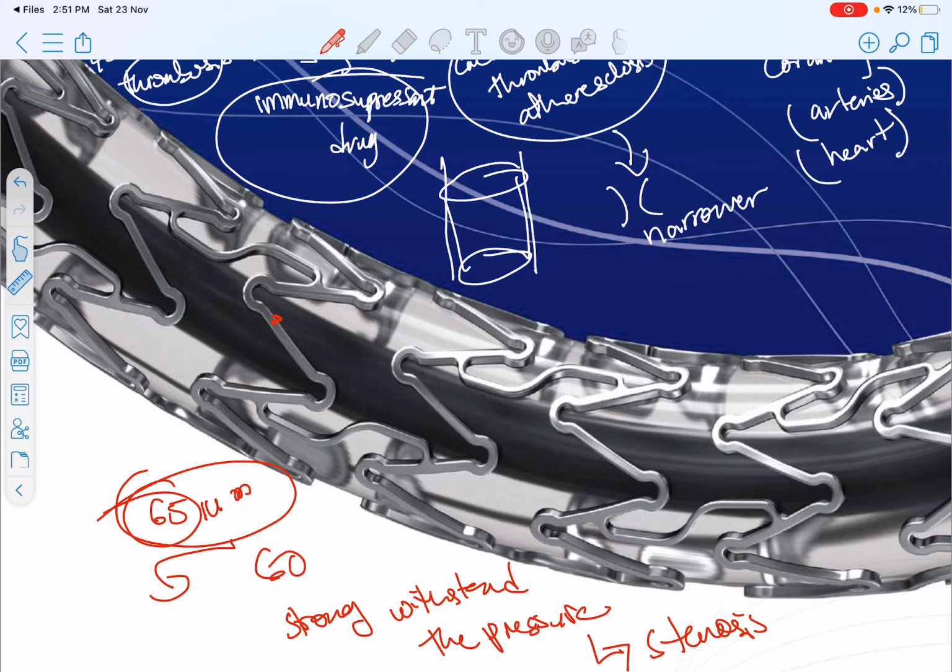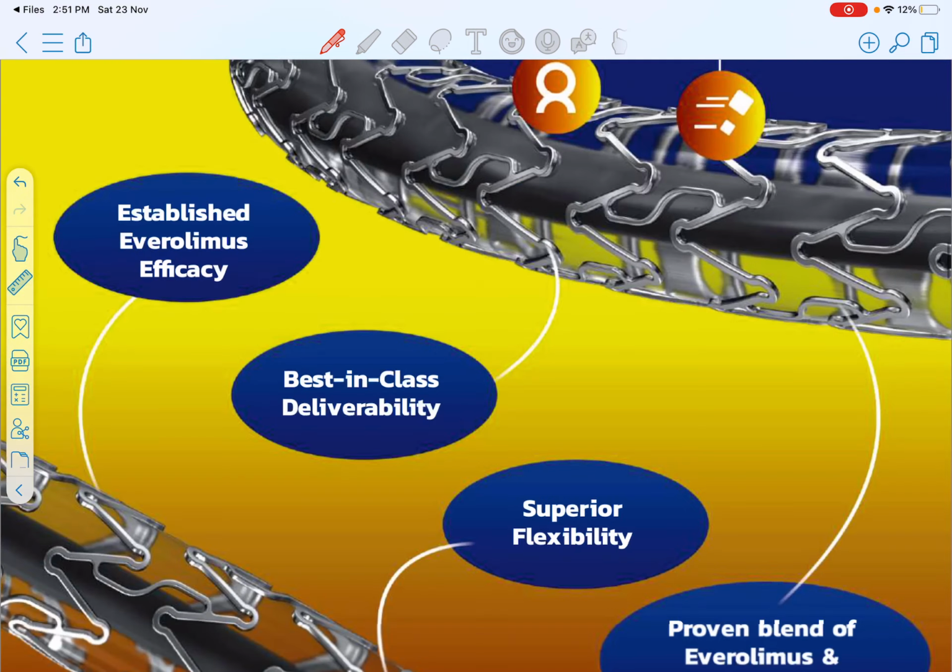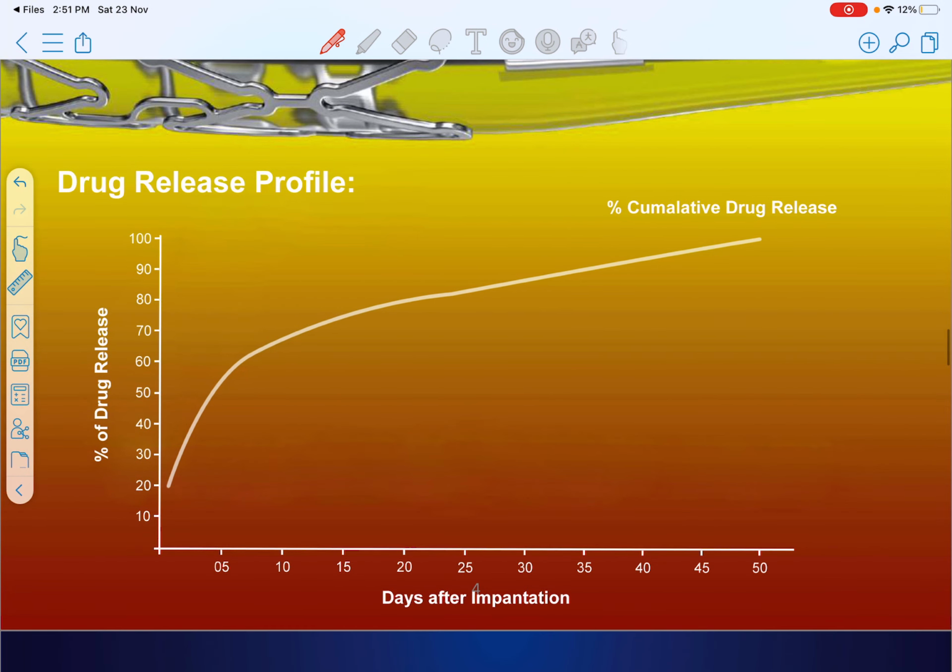Then we go to our drug release profile. Like we said earlier, it has higher bioavailability compared to sirolimus. It's very uniform in release, which means there is a consistent amount of the drug in the artery. So with 0 days of implantation, there is already 20% of drug release, and the drug continues to release for around 50 days after implantation.